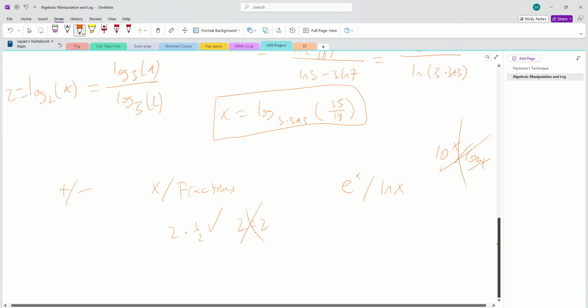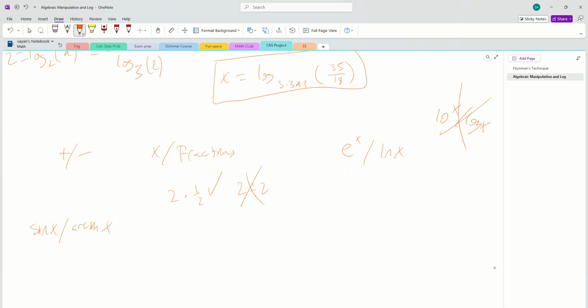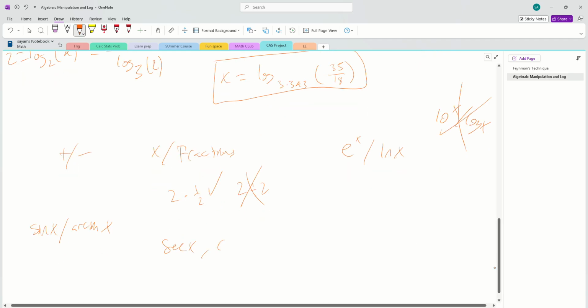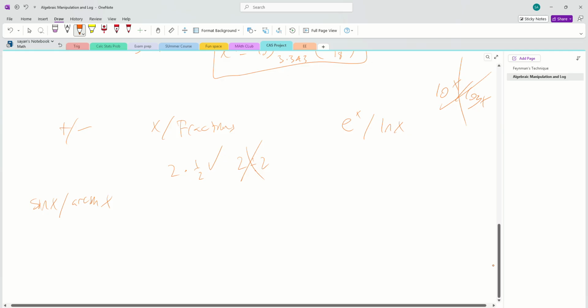And then the last one would be sine x and arcsine x. So sines and their inverse functions. Now I didn't go over the other ones like secant x and cosecant x, but they're pretty self-explanatory, and you can just search them up by yourself. Along with the double angle identity and all those other ones, I'm sure you guys can just search that up by yourself.